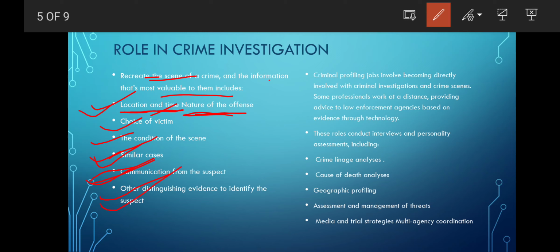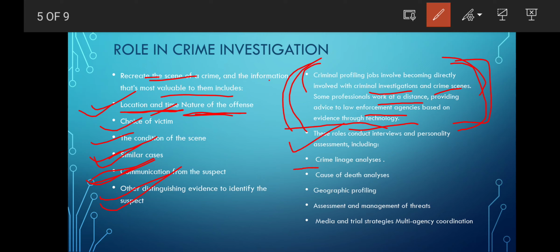Then the criminal profiling job, how it is done. It involves becoming directly involved with the criminal investigation, where you are directly meeting the witnesses or the other parties who are involved in that particular crime or in the crime scene. Then some professionals work at a distance, providing advice to law enforcement agencies based on the evidence, through technology. From a distance, the investigating officers will provide you with information from the victim, from suspects and all the other investigating officers who are there. So using technologies like a computer, laptop or video lecturing, you can give a criminal profile of that particular person. This role involves conducting interviews and personality assessment, including lineage analysis.